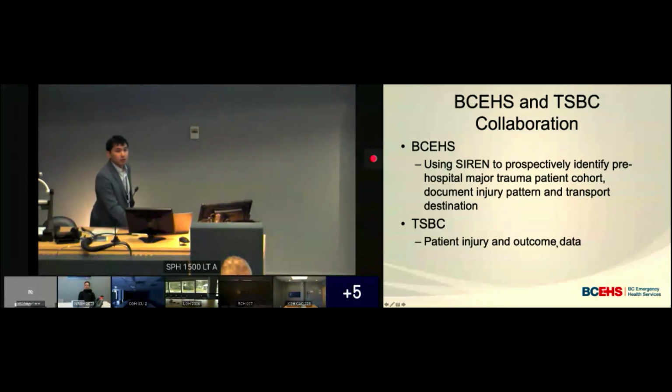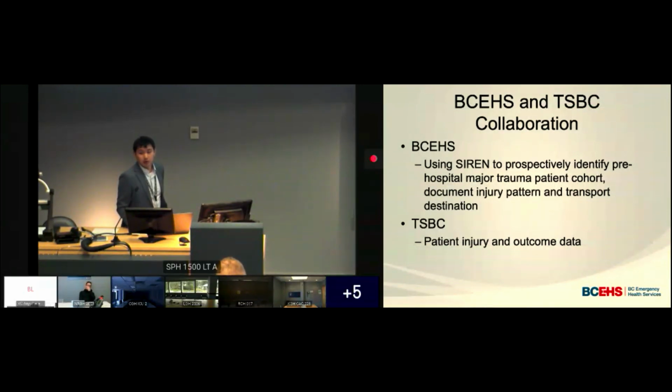This is where the trauma documentation and the Siren system will help us a lot. Now with Siren, which was rolled out on March the 5th, you'll be asked if a patient meets major trauma criteria for every encounter, similar to how you are asked on your PCR if the patient has had a cardiac arrest at any point during the event or the encounter. This essentially creates the major trauma patient cohort within BCEHS. So prospectively, as paramedics, you are going to be identifying which patients you think are major trauma based on the guidelines.